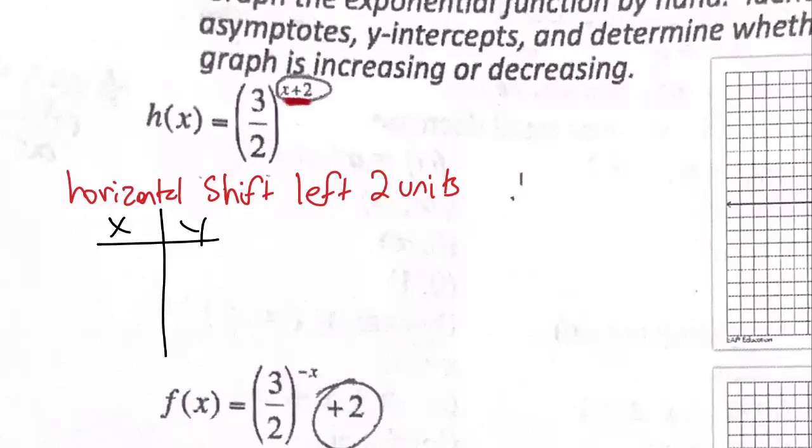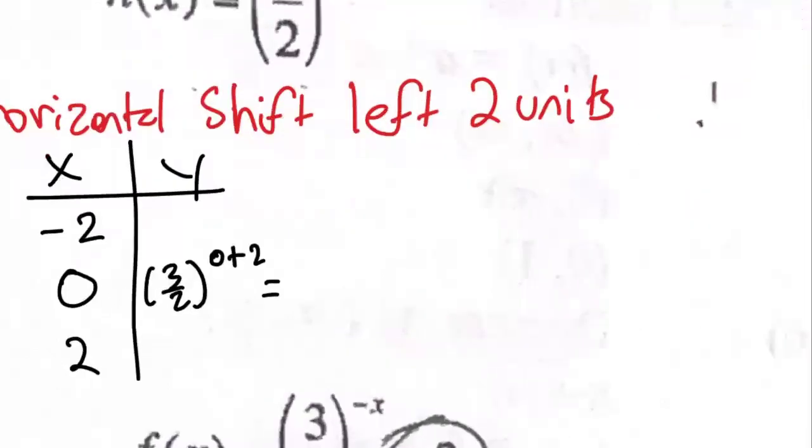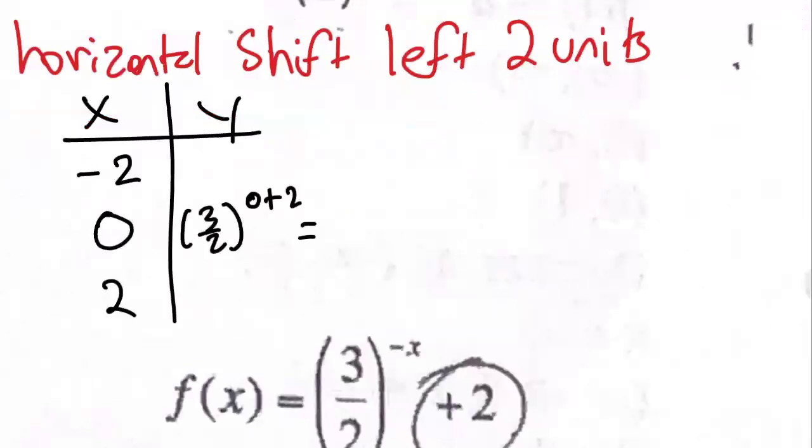Sorry, I keep getting confused. For the y-intercept, x has to equal 0. So when I plug it in, it's 0 plus 2.